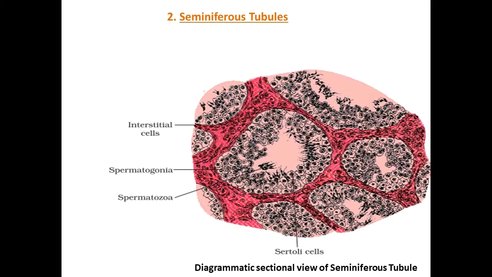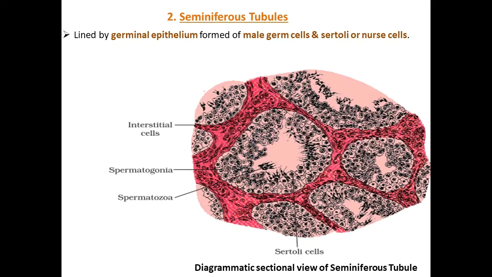Seminiferous tubules are lined by a special kind of epithelium called germinal epithelium. Why called germinal epithelium? Because this epithelium is going to form the sperm. So these germinal epithelial cells are of two types. One is cube-shaped cells named male germ cells, and second is pyramid-shaped cells called Sertoli cells or nurse cells.